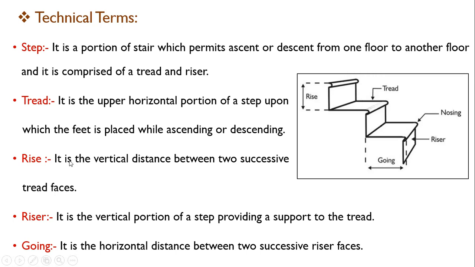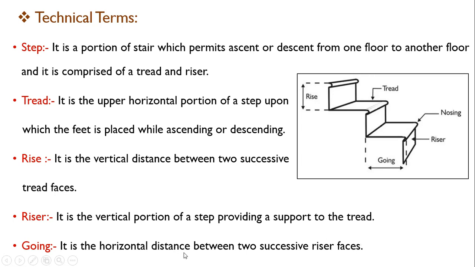Rise. Please get it understood. Rise and riser should not be confused. What is rise? It is the vertical distance between two successive tread faces. What is riser? It is the vertical portion of a step providing support to the tread. So the vertical portion is called riser and rise is the vertical distance between two successive treads. Going. It is the horizontal distance between two successive riser faces.